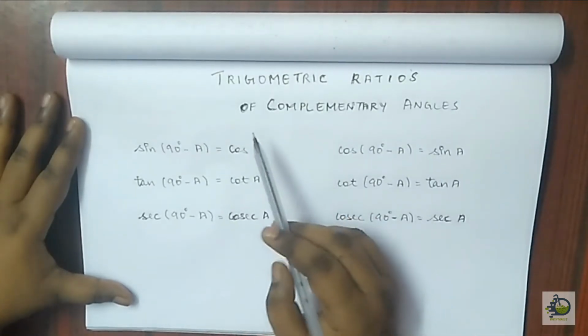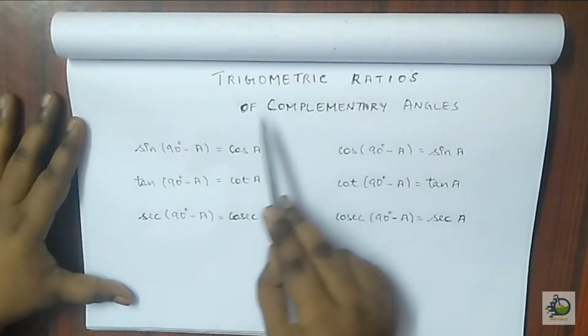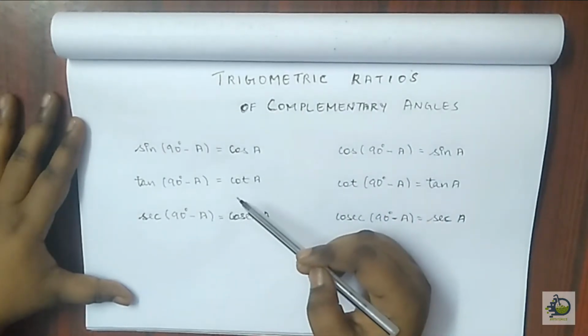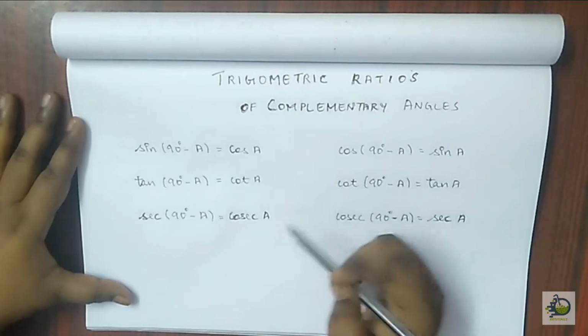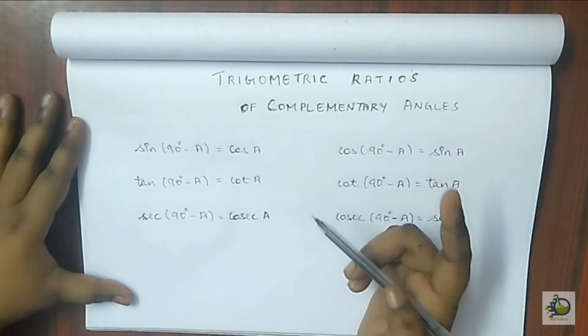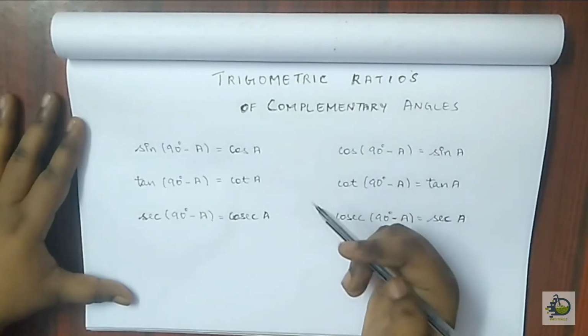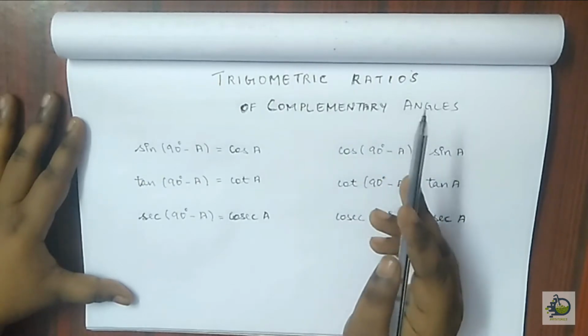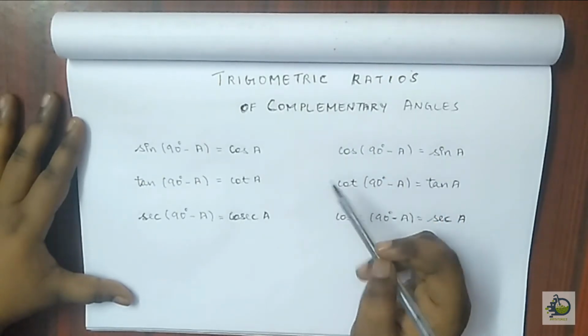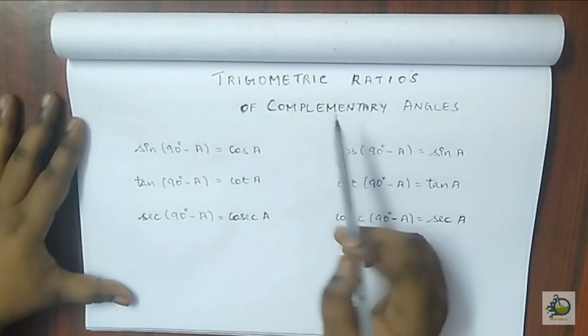Hi guys, today we are going to see trigonometric ratios of complementary angles. Firstly, what are complementary angles? When the sum of two angles is equal to 90 degrees, then both the angles are said to be complementary to each other. Okay, now what are we going to do with this?